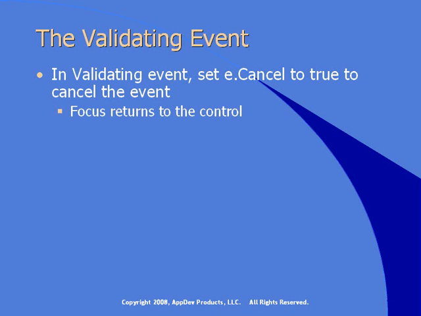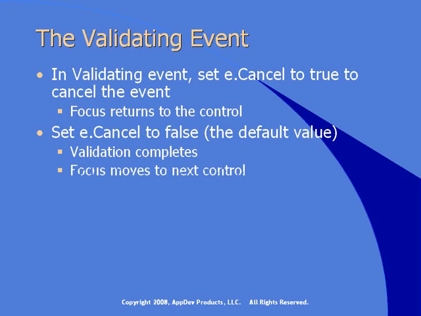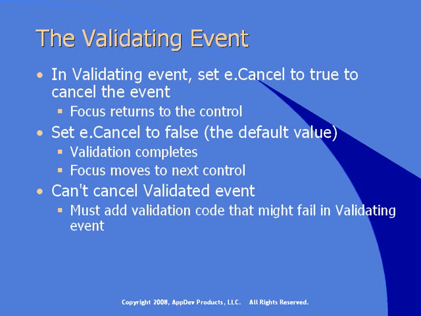Focus returns to the control that failed validation. If you set e.cancel to false, and that's the default value, you don't have to do that, that's the value it will have, validation completes, and focus moves to the next control, the control the user was trying to move to in the first place. You can't cancel the validated event. You've got to add your validation code that might fail in the validating event.